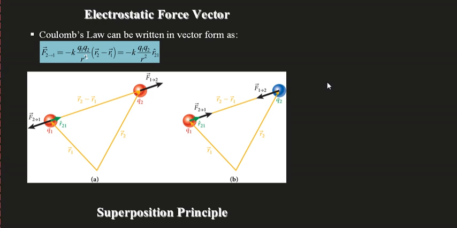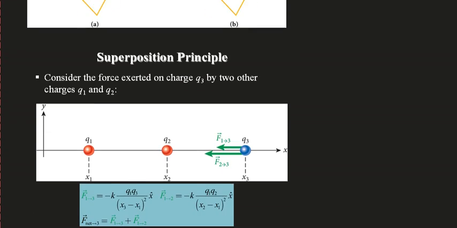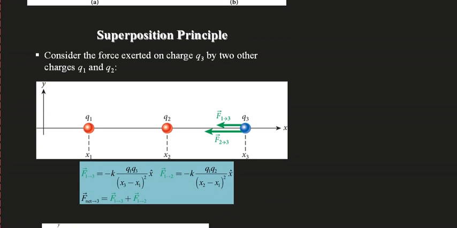So just take note only of the formula. We have F is equal to K Q1 Q2 all over R squared. So just take note of this formula wherein K is equal to 8.99 times 10 raised to the power of 9. So take note of this one. So we have here below the superposition principle. So what is the superposition principle?